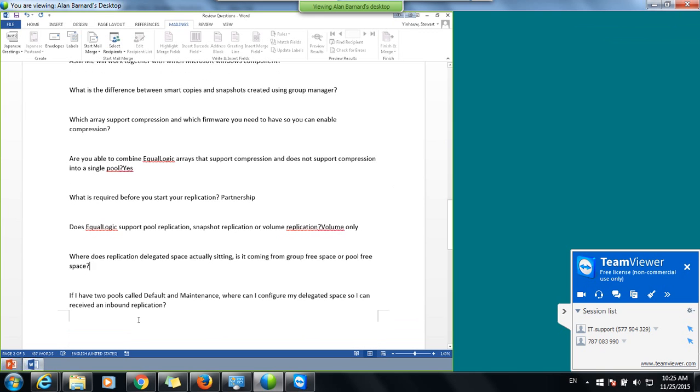Next, if I have two pools called default and maintenance, where can I configure my delegated space so I can receive an inbound replication? Maintenance. Maintenance.